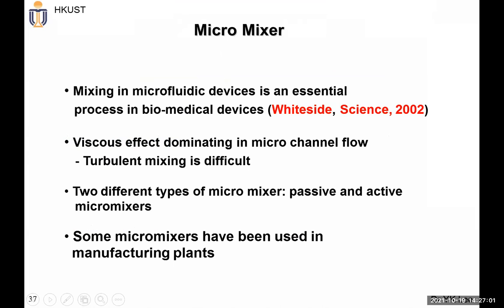At big scale, when we have some coffee and put in some water and then some sugar, we can do the mixing with a stirrer, right? But at micro scale, unfortunately, it's very difficult to generate this kind of complicated turbulence. Turbulent mixing is difficult, so we may need to come up with a special kind of microfluidic mixer, either a passive or active mixer, to create a very complicated flow field to enhance the mixing.